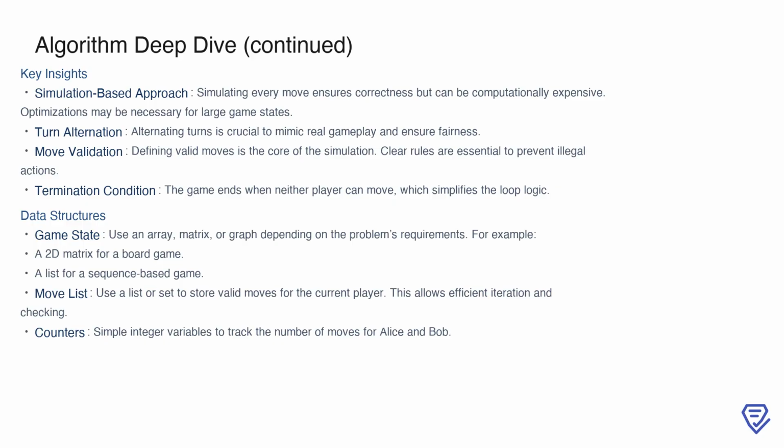To support these operations, the choice of data structures is essential. For example, a 2D matrix works well for board games, while a list might suffice for sequence-based games. The valid moves for a player can be stored in a list or set for efficient iteration and checking. Simple counters track the number of moves made, providing the data needed to determine the winner.